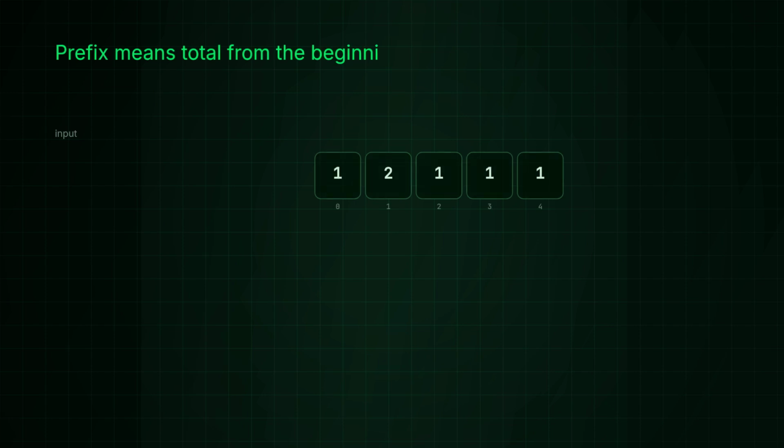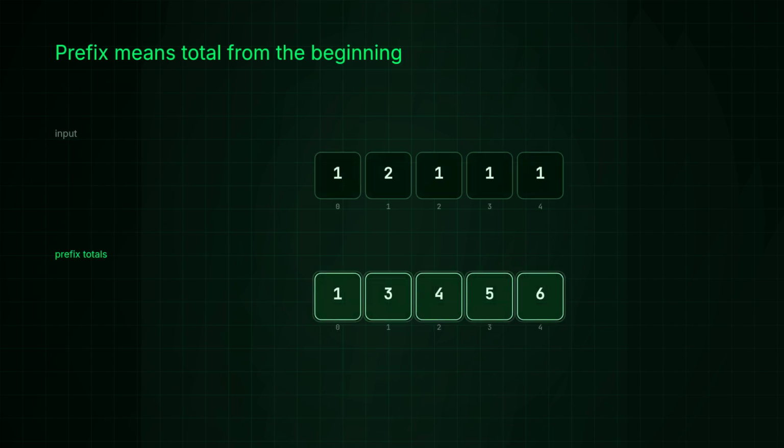Start with the input 1, 2, 1, 1, 1. Build the running totals. The prefix values are 1, 3, 4, 5, 6. Prefix at index i includes every value from index 0 through i. This definition matters. A prefix is not an arbitrary range and it never starts in the middle.